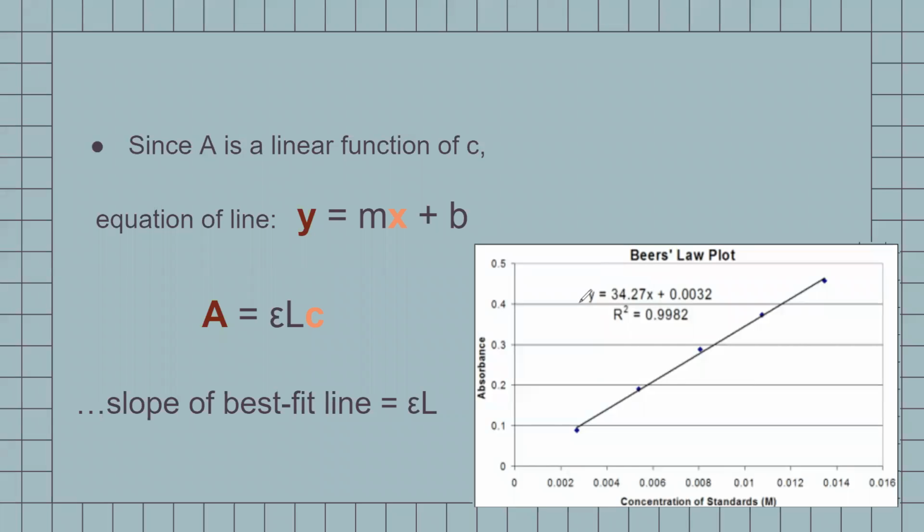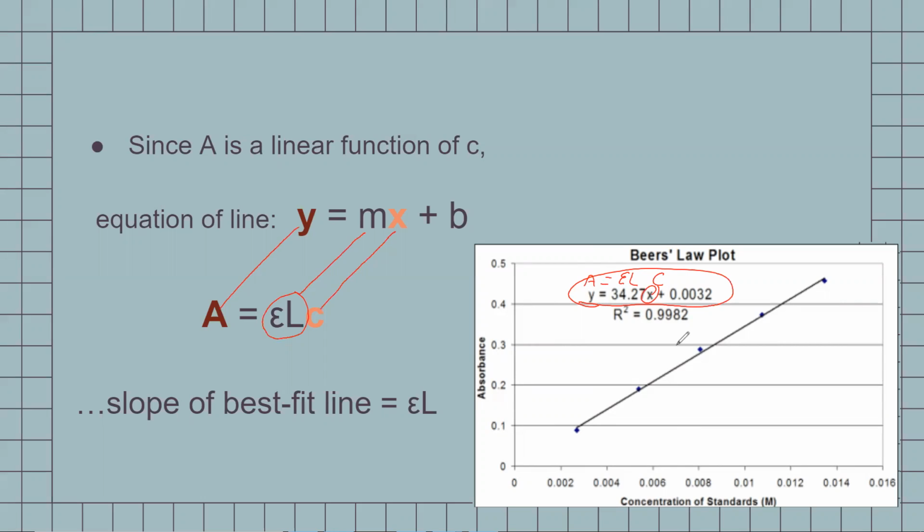This y equals mx plus b format that you're seeing in the graph corresponds directly to values in Beer's law. Your y value is the same as absorbance. Your m value is going to be the product of your molar absorptivity constant and your path length. And your x value is going to be concentration. So here is x, concentration, and this 34.27 is the product of epsilon times L, and our y is our absorbance value.